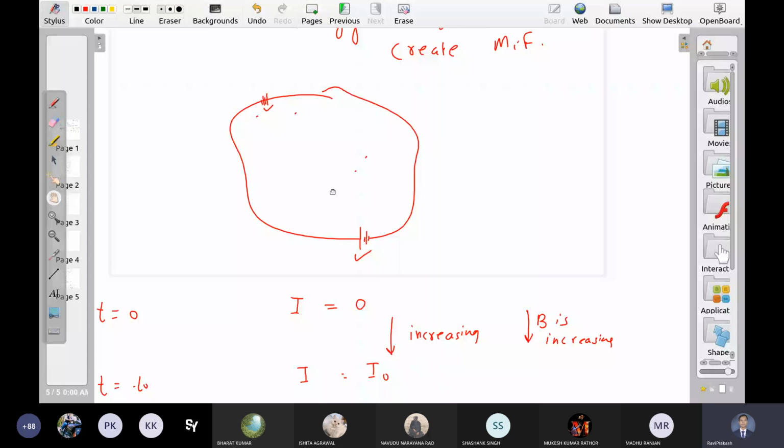So this is the topic for the next class. If you have any doubt, you can ask here, with this first part, energy stored in fields.